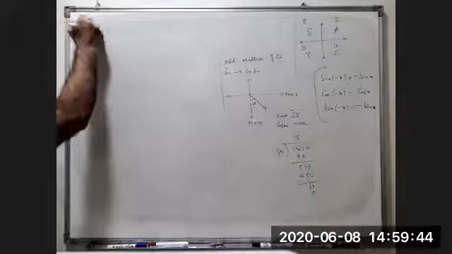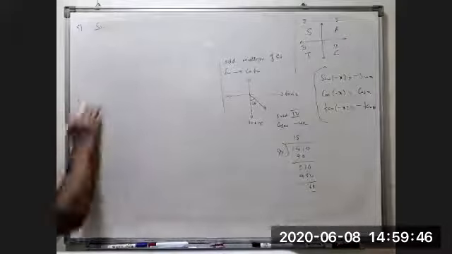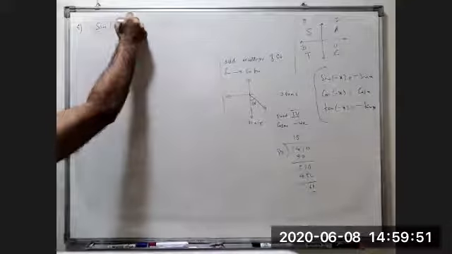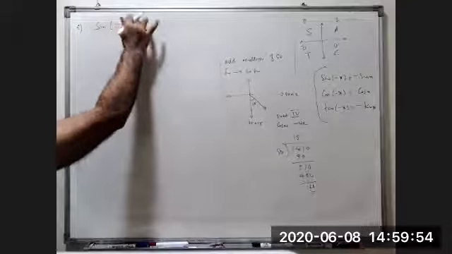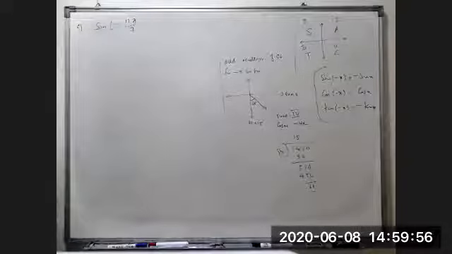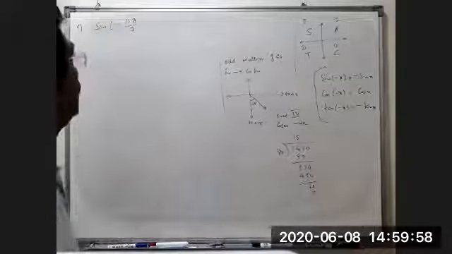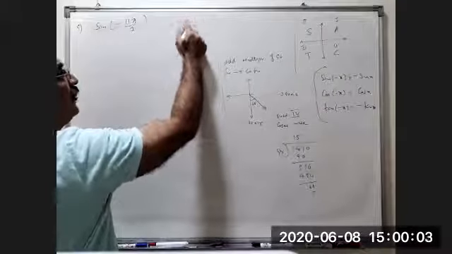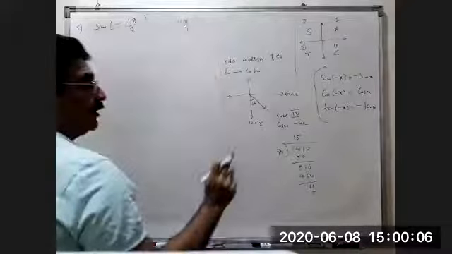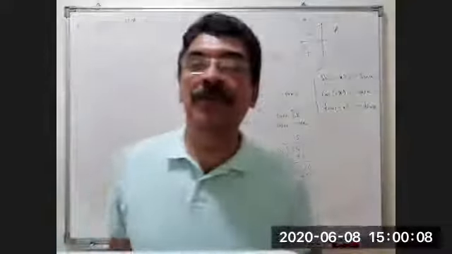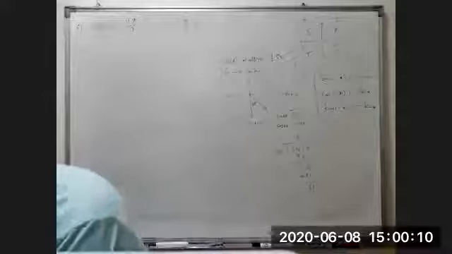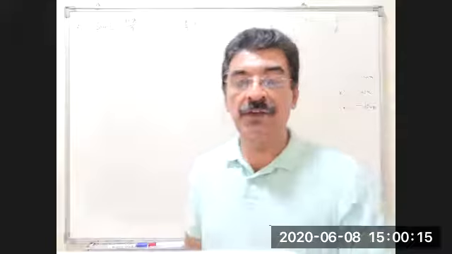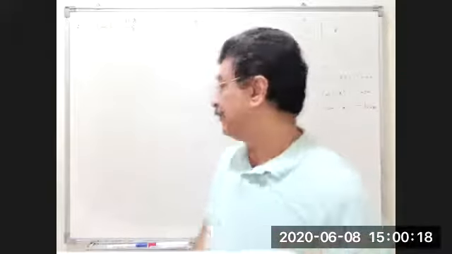Sin minus 11 pi by 3. Remember 11 pi by 3. Convert to degree measure. Questions 8 and 10 are homework. In degree measure, the standard values are 0, 30, 45, 60.